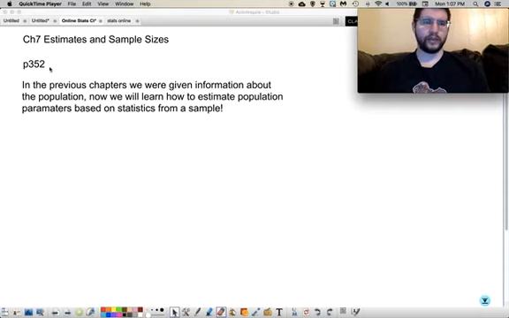Hello, everybody. Today we're going to talk about Chapter 7, Estimates and Sample Sizes. In the previous chapters, we were given the population information, like the population standard deviation and the population mean. In this chapter, we're going to learn how to estimate the population's parameters based on the statistics we get from a sample. Remember, population deals with parameters, and a sample deals with statistics. So we're going to use statistics to estimate parameters.